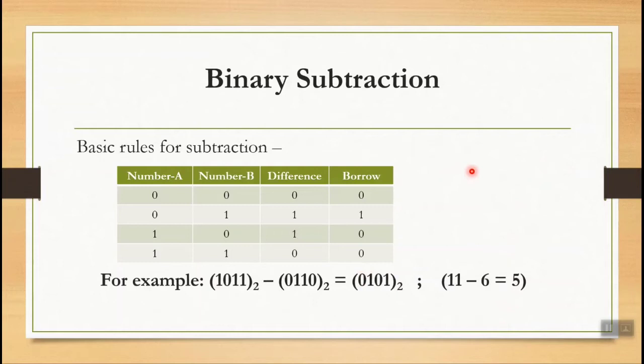Now let us see subtraction. Again, this table you have to remember for binary subtraction. Number A and number B. All combinations are written: 0, 0; 0, 1; 1, 0 and 1, 1. Now 0 minus 0, difference is 0, no borrow. 0 minus 1, difference is 1, 1 borrow. This is a bigger number. Now 1 minus 0, difference is 1, no borrow. 1 minus 1, difference is 0, there is no borrow. This is the binary subtraction.